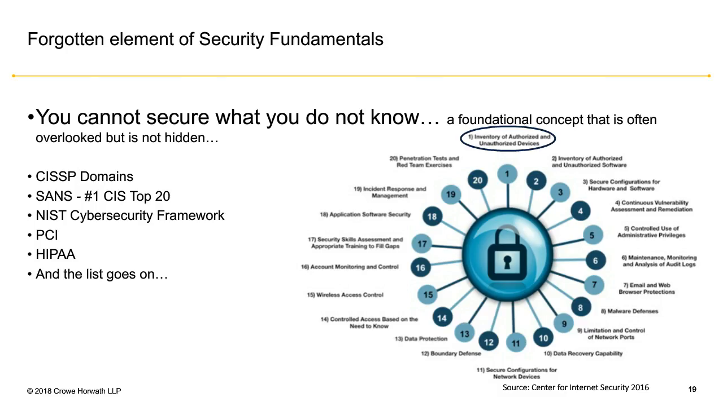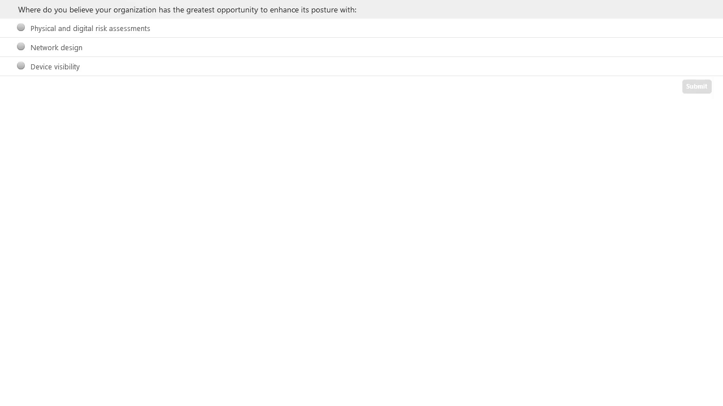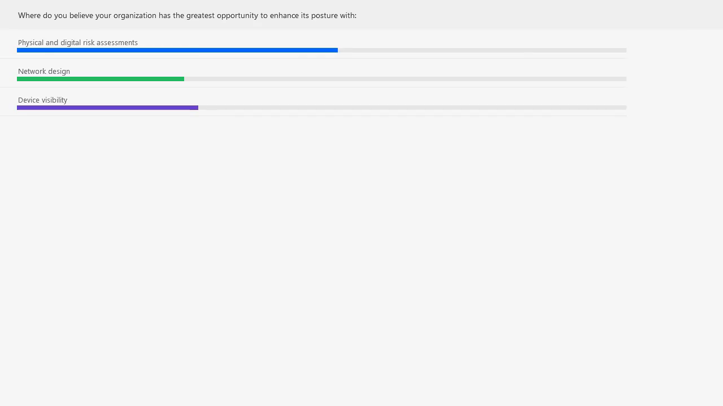And Matt, our next polling question, please. Thank you very much. So we're bringing forward this question to ask you, where do you believe your organization has the greatest opportunity to enhance its posture? Is it going to be in the physical and digital risk assets area? Is it in the network design, or is it in the device visibility? We're bringing forward those results as well. We've got them on screen, gentlemen. We'd like to get your thoughts on what you see from everybody here.